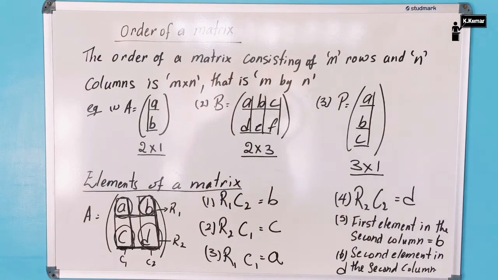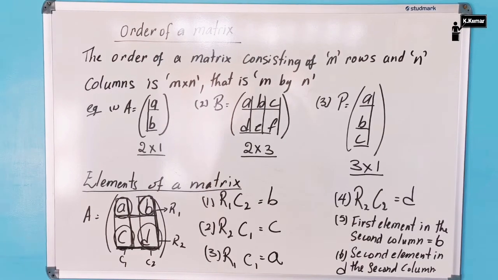And remember that the order of the matrix is the rows by columns. So you count how many rows we have, and then we check how many columns we have, and we write it as row multiplied by column, but we read it as row by column. So it's going to be like a 2 by 1, a 2 by 3, or a 3 by 1.